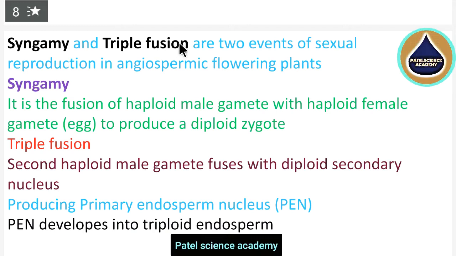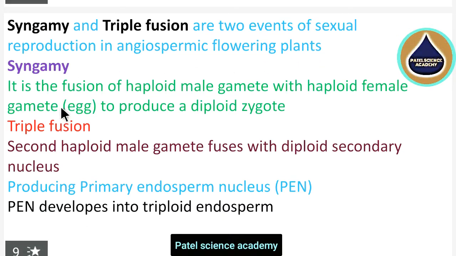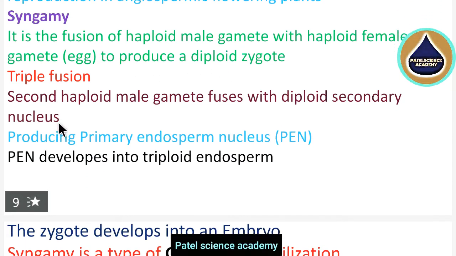Syngamy and triple fusion, meaning the formation of the diploid zygote and the formation of the triploid PEN, primary endospermic nucleus, are two events of sexual reproduction in angiospermic flowering plants. One more time, I'll explain syngamy. Syngamy is the fusion of the haploid male gamete with the haploid female gamete, the egg, to produce the diploid zygote, as I have explained diagrammatically.